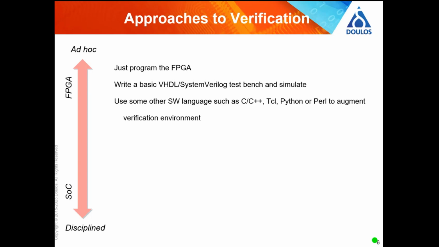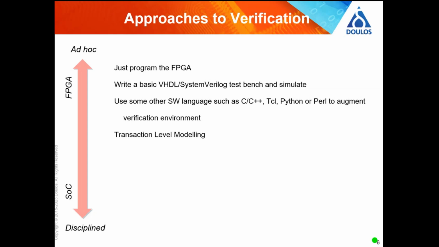So something else that you might do is use some other software language. So Python to generate stimulus. You might have a high-level model of your design written in C++, MATLAB, whatever, some other software language. You might use what's called transaction level modeling. So I need to explain what a transaction is. A transaction is a high-level thing that your design can do.